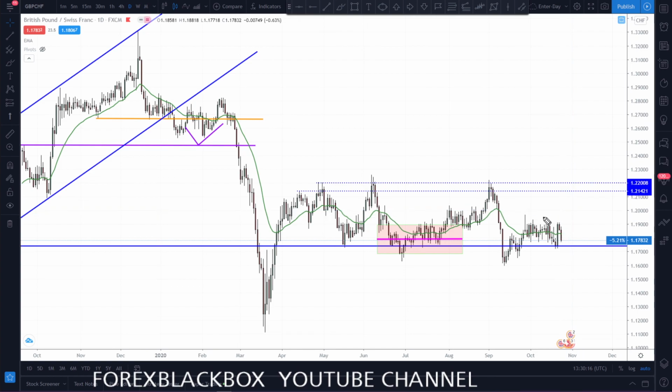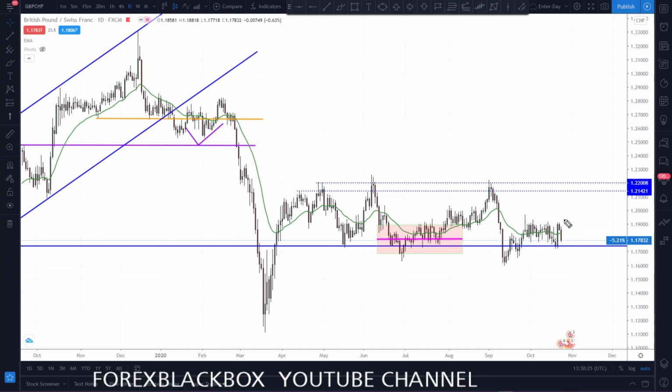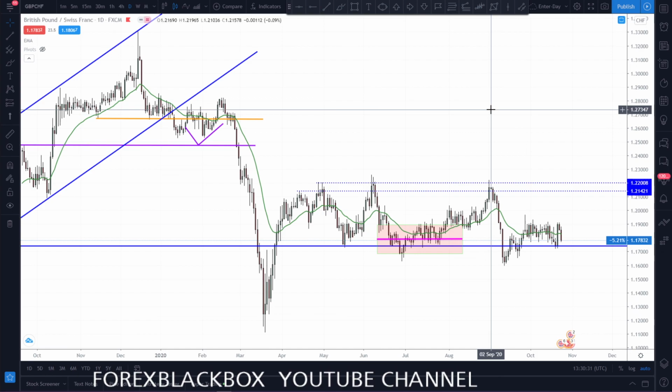Pound Swiss, it's flat here, sideways, equal to pound CAD actually. However, we're really flat here. Pound is not as strong as pound USD. All right, I think this is it. There's nothing else here. Tesla, no worry about this for now.